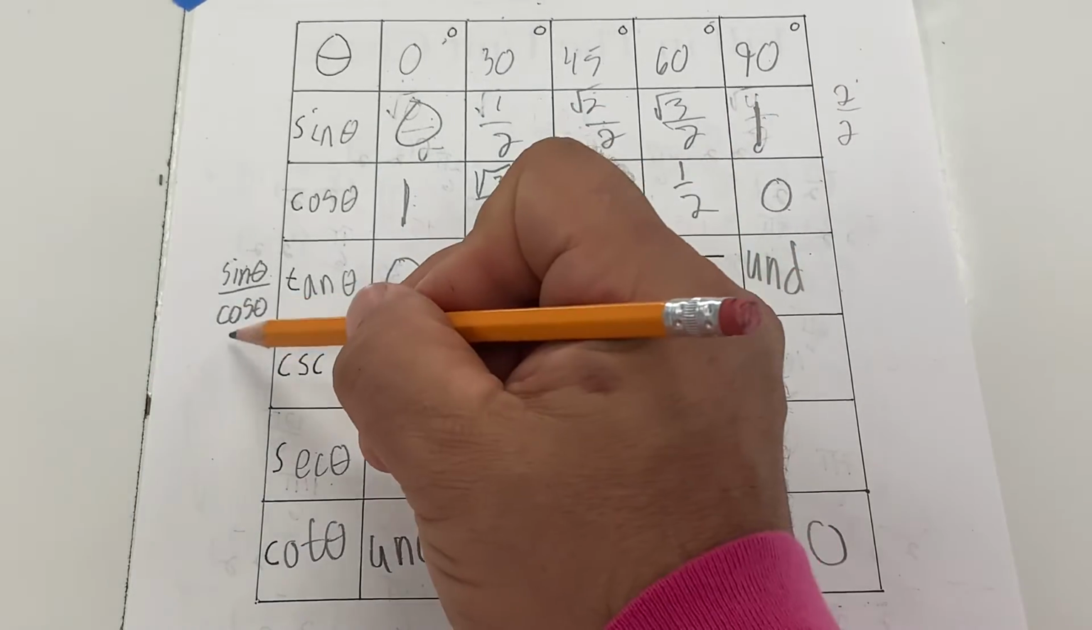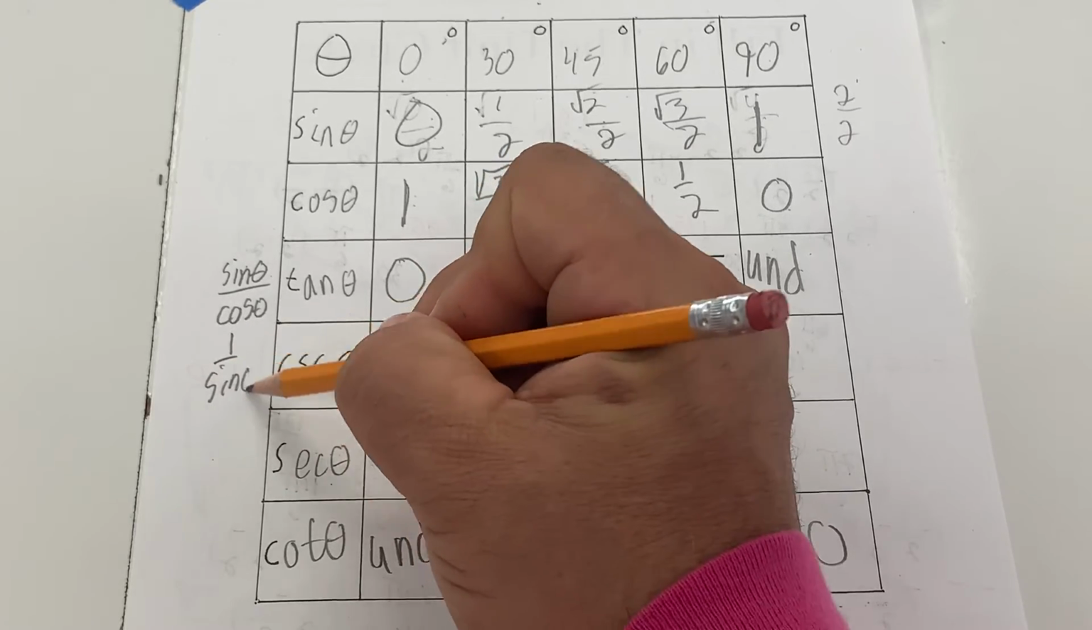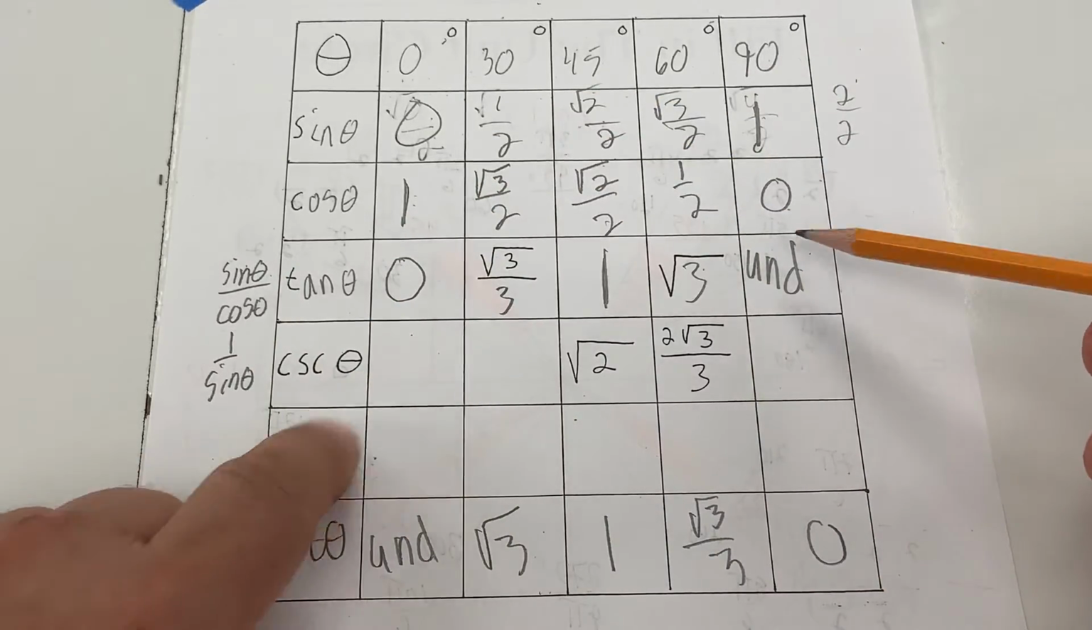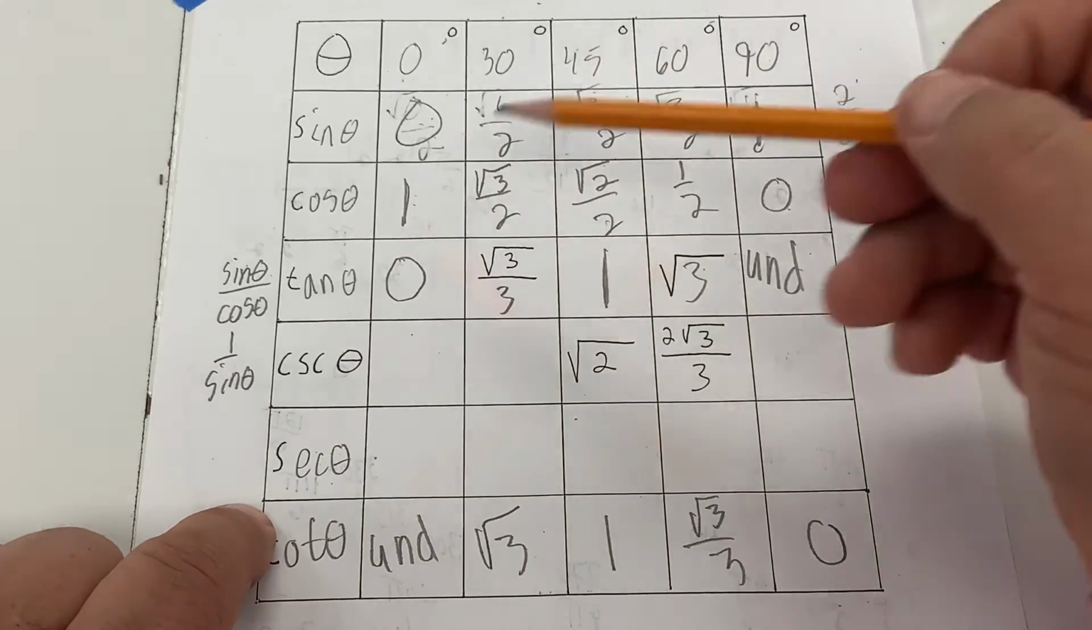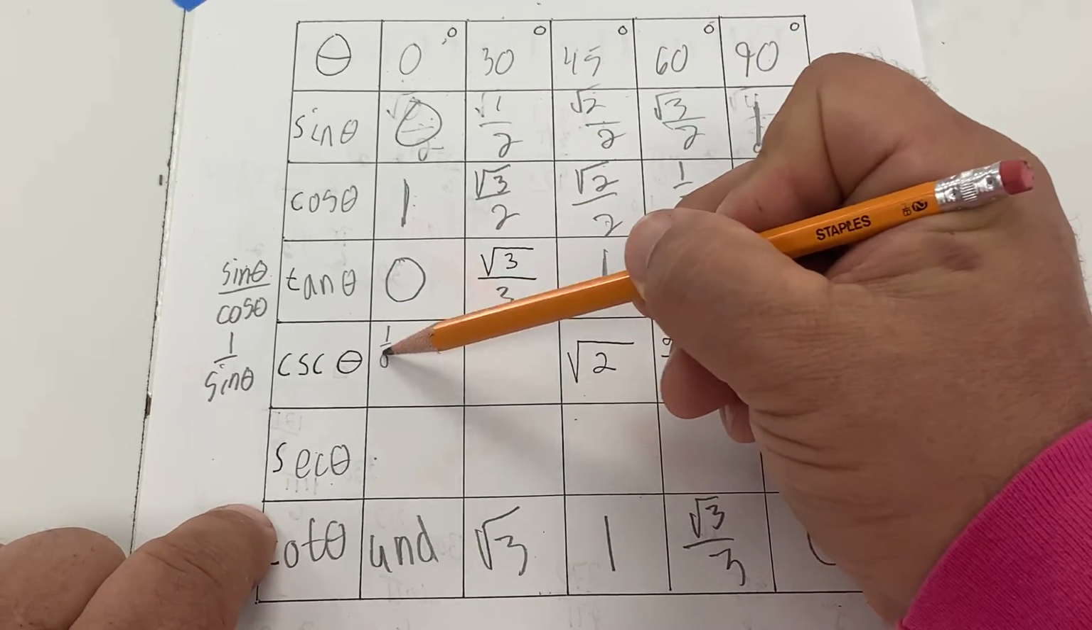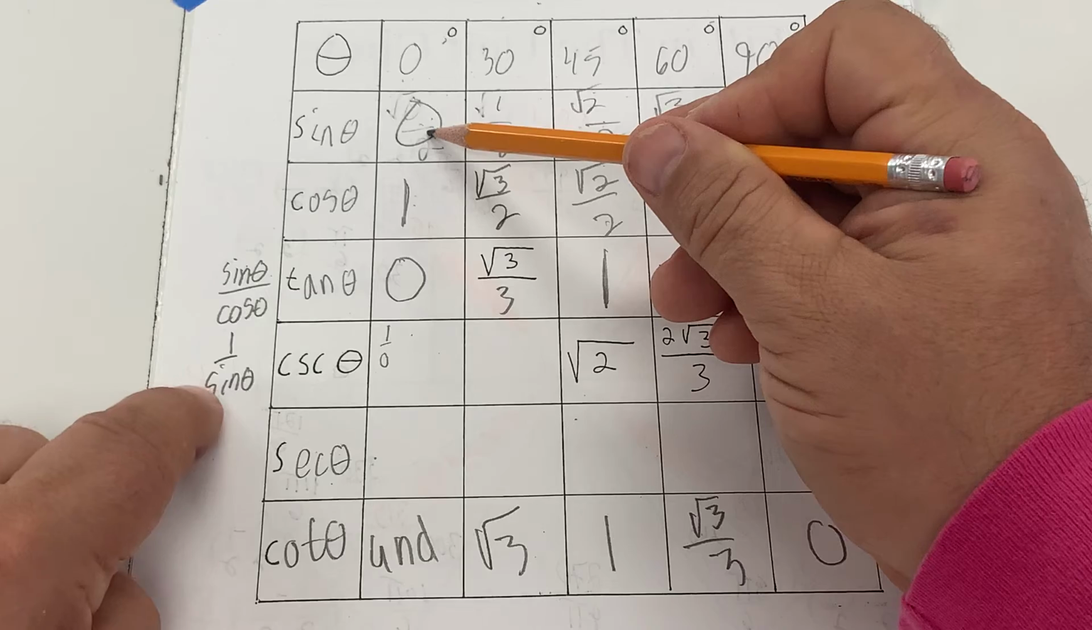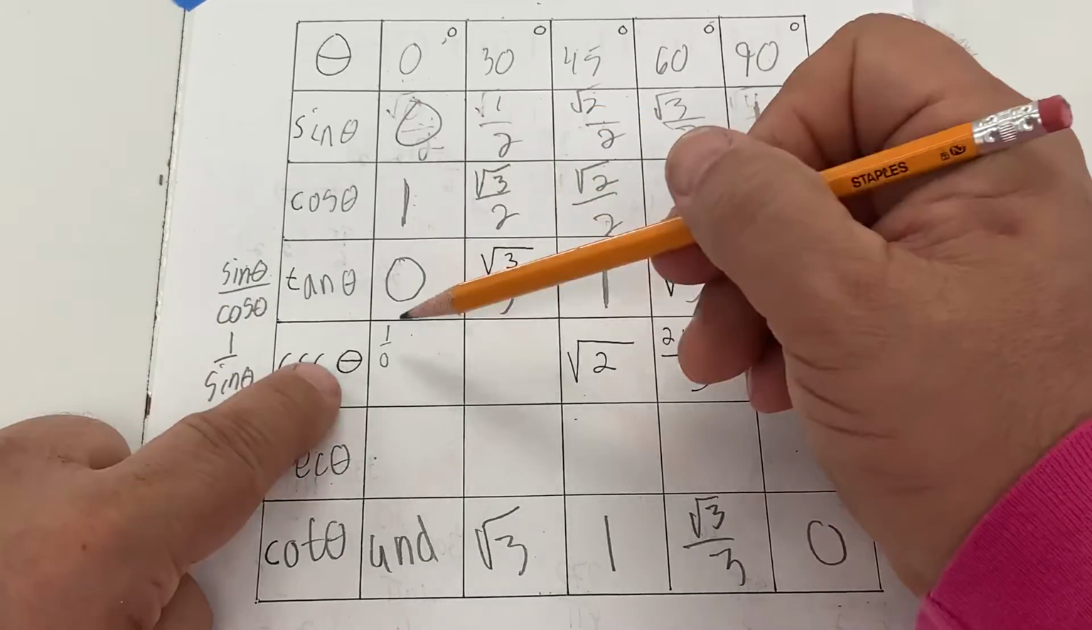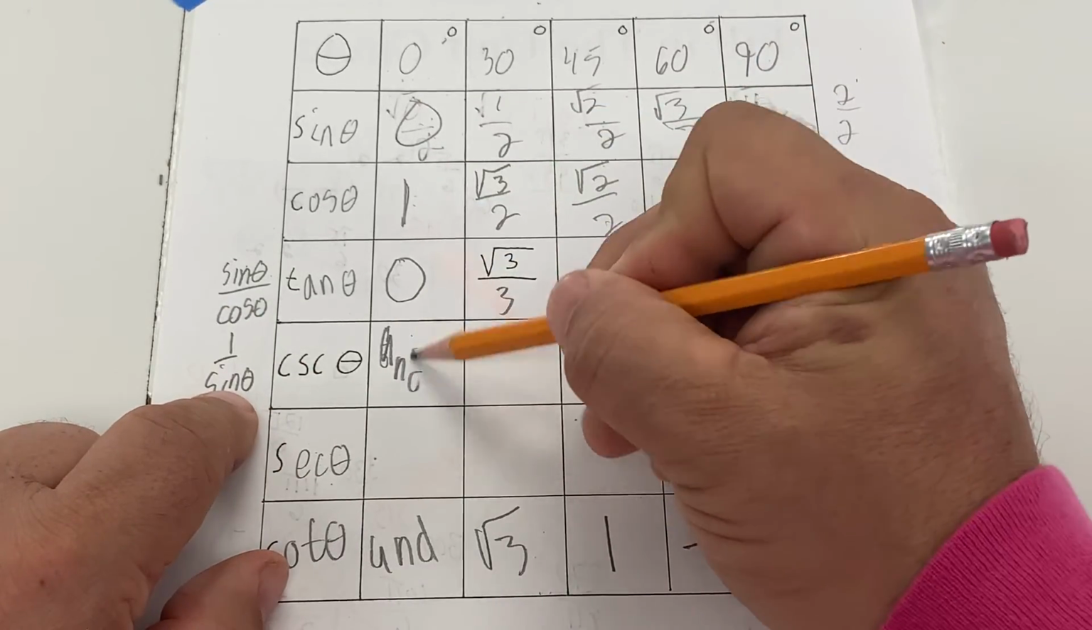Cosecant. Cosecant is 1 over sine theta. So to figure out what goes here, I have to go up to the sine numbers and do 1 divided by 0. 1 divided by 0, 1 over the sine value, 1 over 0 is undefined.